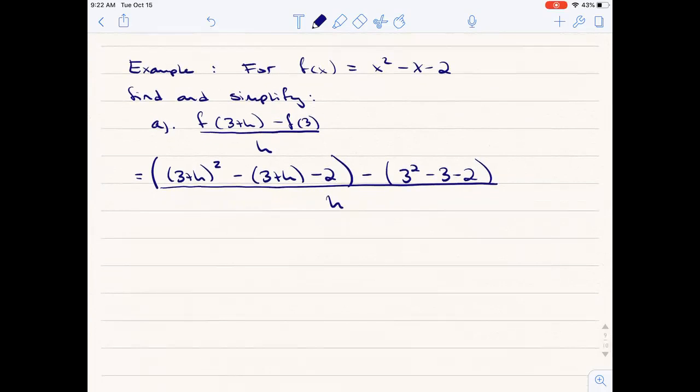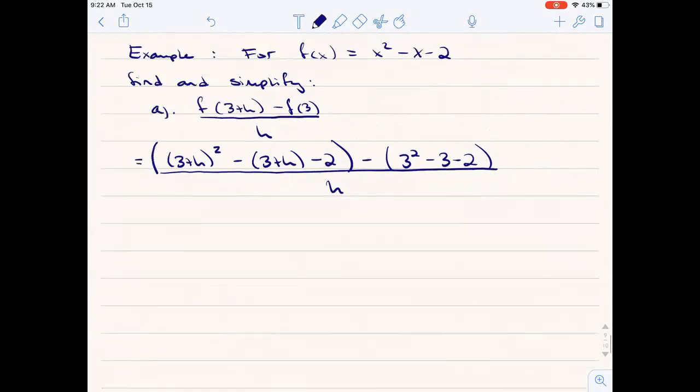This is a difference quotient, right? Because we moved from point A to point B. And so down here, we've got B minus A, which is 3 plus h minus 3, which is just h, right? So it's already simplified. We've moved just up h spots from 3.